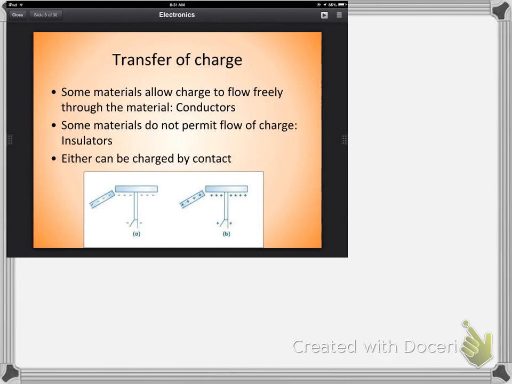So we've got the materials that permit flow, conductors. We've got materials that stop flow, insulators. So we said conductors will conduct because, for whatever reason in their chemical structure, the electrons are not in fixed positions. Wherever they go is fine.